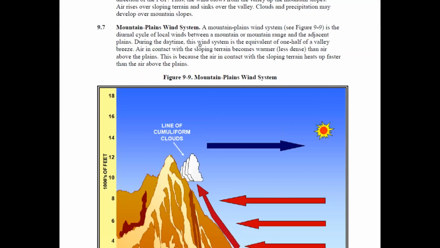During the daytime, this wind system is the equivalent of half of the valley breeze. Air in contact with the sloping terrain becomes warmer, less dense than air above the plains. This is because the air in contact with the sloping terrain heats up faster than the air above the plains.